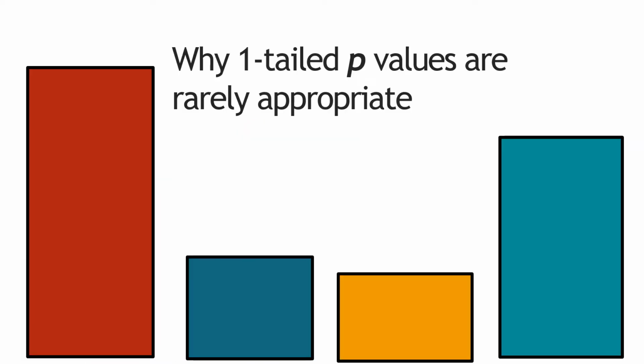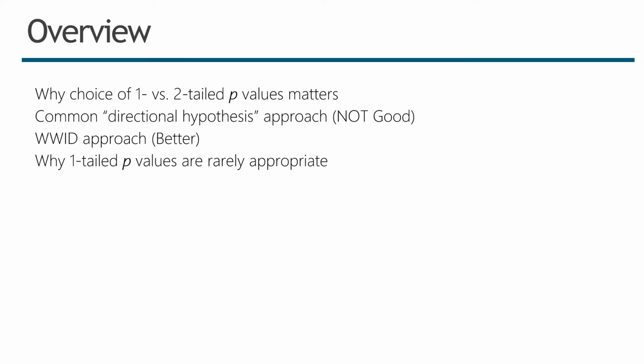Why one-tailed p-values are rarely appropriate. In this video, I'll explain why one's choice of a one-tailed or two-tailed p-value matters, and then I'll talk about different ways that you can make the choice of whether you should use a one-tailed or two-tailed value. The first approach is very common, called the directional hypothesis approach, and I'm going to argue that it's not a good approach and we should abandon it.